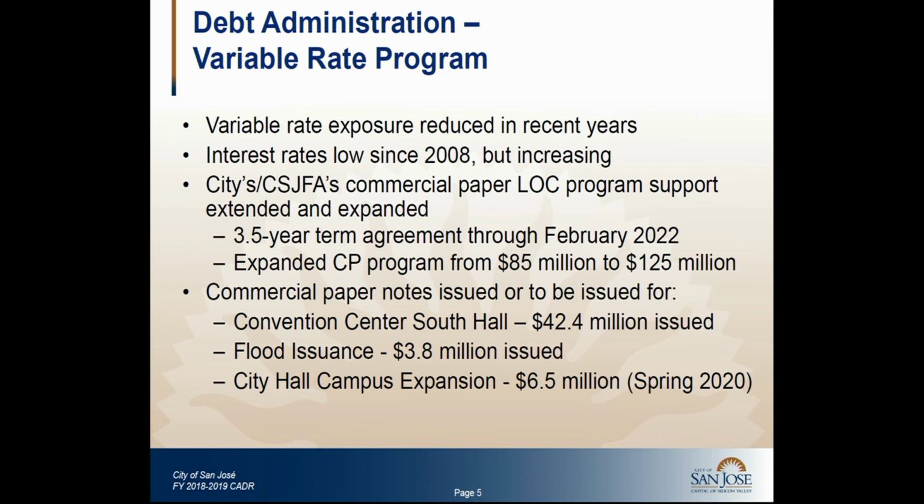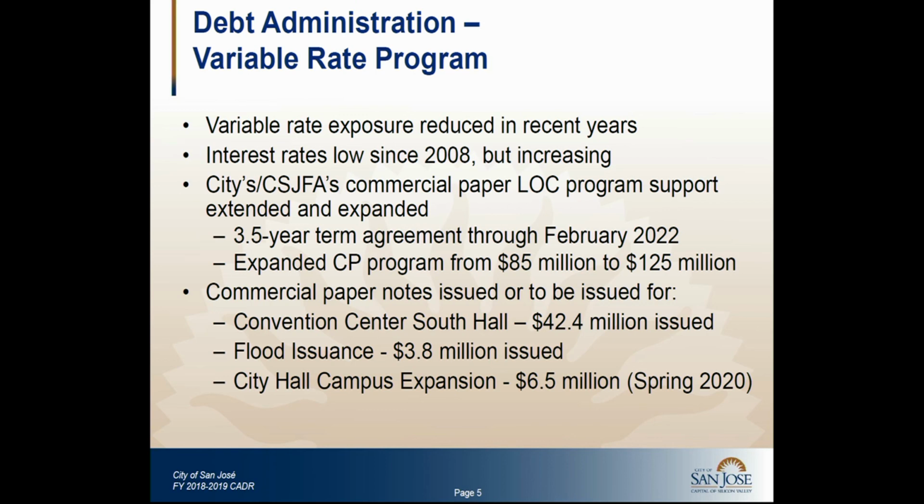The city's commercial paper was extended this past fiscal year, actually at the beginning of this fiscal year, to 3.5 years, and it's going to expire in February 2022. And the amount of the CP program for various city projects has been expanded from $85 million to $125 million.